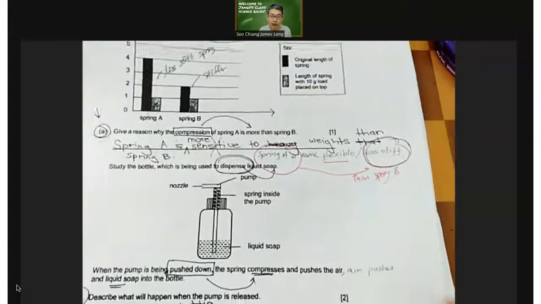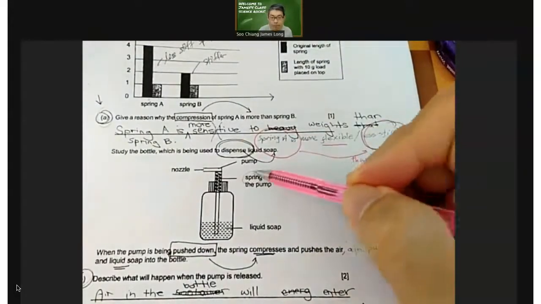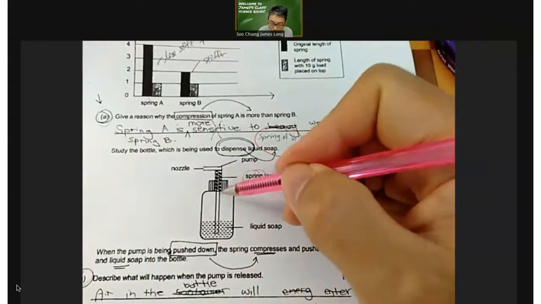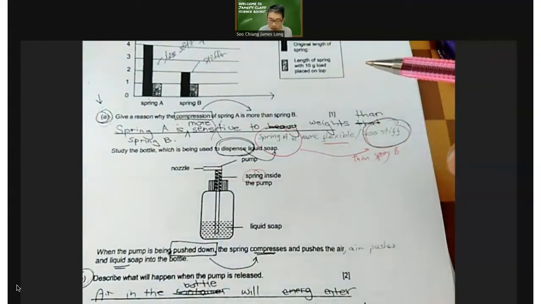Study the bottle which is used to dispense liquid soap. So there's clearly a spring inside. When the pump is being pushed down, the spring compresses and pushes air and liquid soap into the bottle. Okay. Describe what happens when the pump is released.